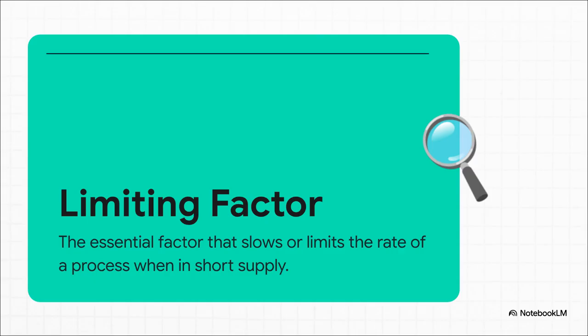Now, what exactly is a limiting factor? Well, it's simply the one specific factor that slows down or limits the overall rate of a process. Think of it like a bottleneck. The key concept here is that even if every other condition is absolutely perfect, photosynthesis just cannot speed up if one essential piece, like too little light or a lack of water, is in short supply.